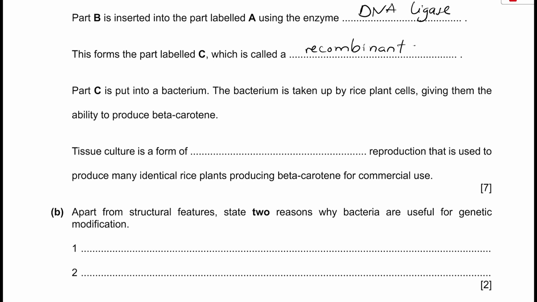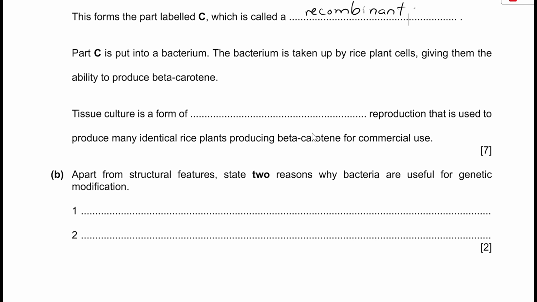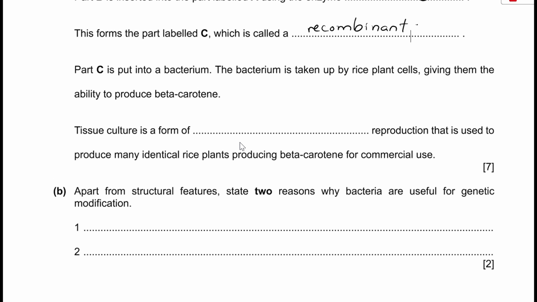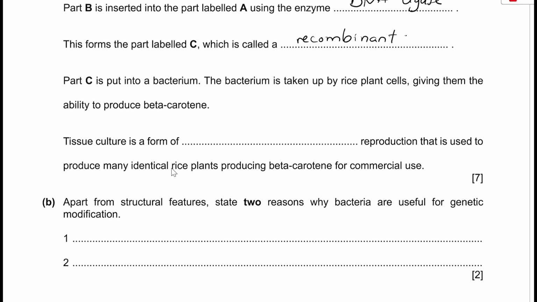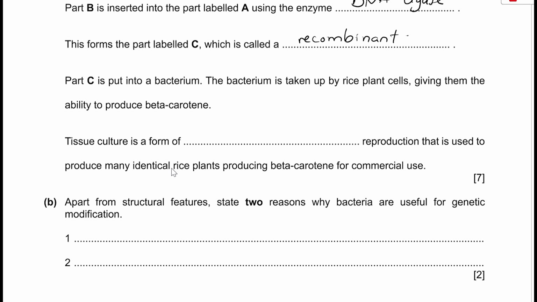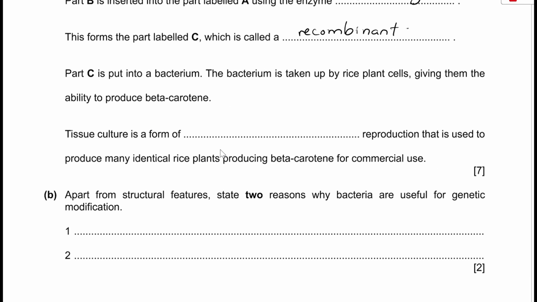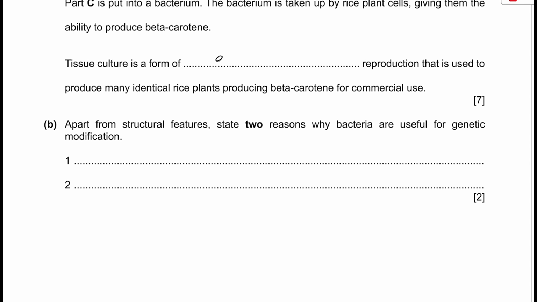Then part C is put into bacterium. The bacterium is taken up by rice plants, giving them the ability to produce beta-carotene. Tissue culture is a form of dash reproduction that is used to produce many identical rice plants producing beta-carotene. Now it is producing identical rice plants, so they look the same. A form of reproduction that produces identical offspring is asexual. So here tissue culture will be a form of asexual reproduction.